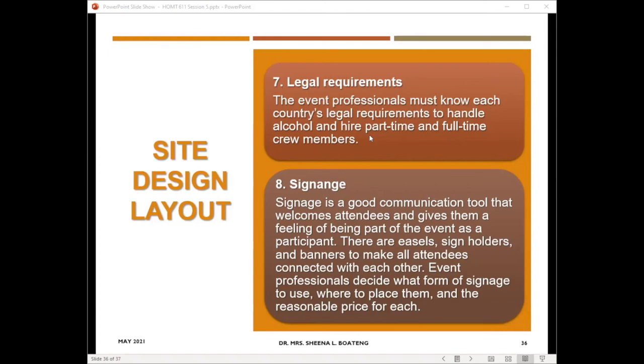However, it's up to the event professional and the one who commissioned the event to decide what form of signage to use, where to place the signage, right? And then how much to spend on each of the signage, because you realize that some of these signs are very professionally done. And depending on how professional the sign is done, it could cost a lot of money. So these are conversations that need to be had between the event professional and the one who commissioned the event to determine exactly how much they want to spend on each of these signage for the particular event, right?